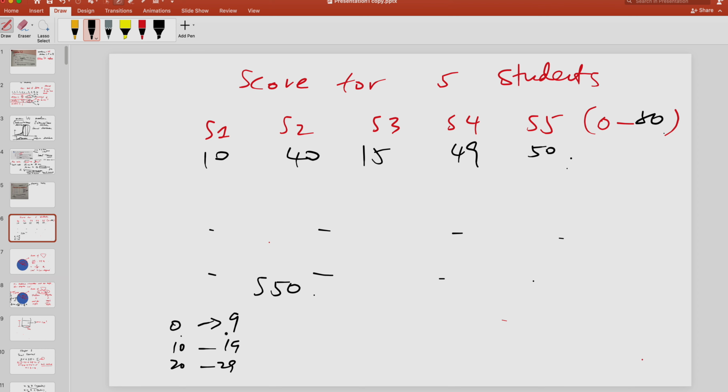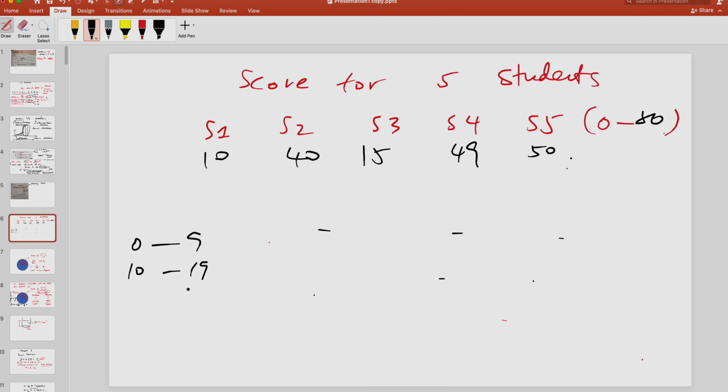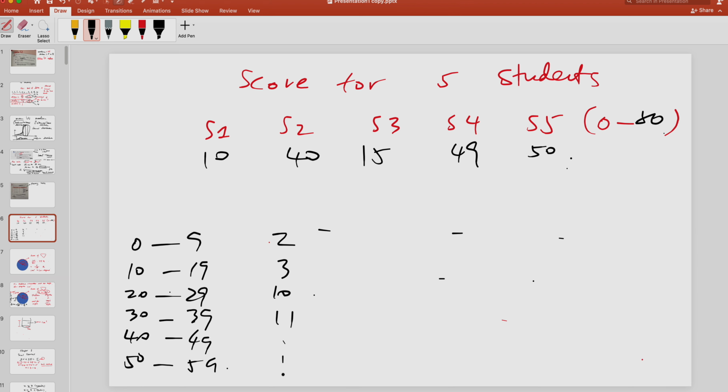So you just read, then just count: 0 to 9, maybe 2; 10 to 19, maybe 3; then maybe 11, something like this. So it's good to use a range. But this one, yes, this one is the queue time.